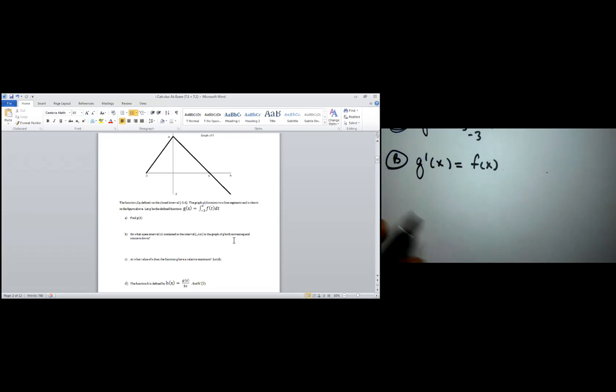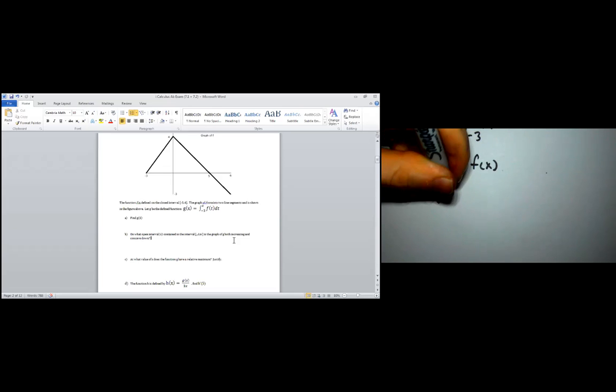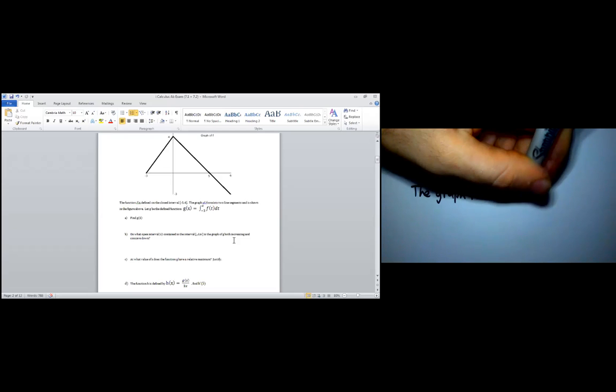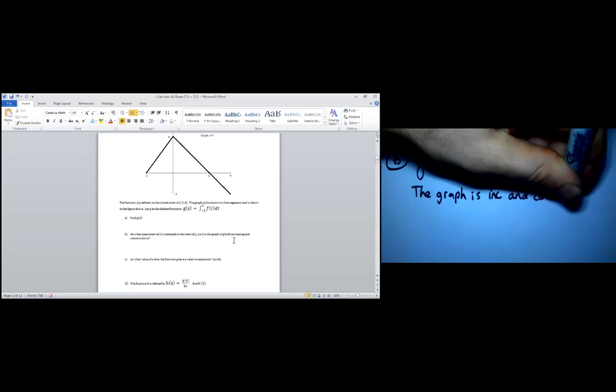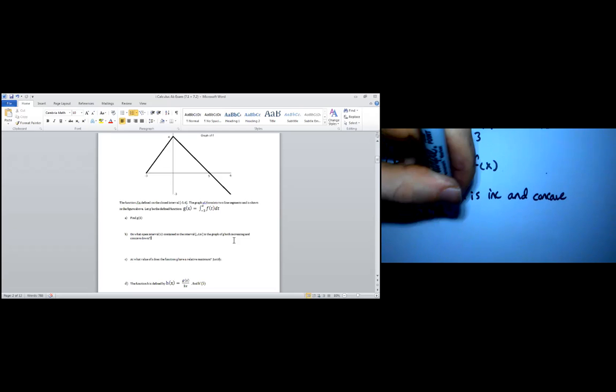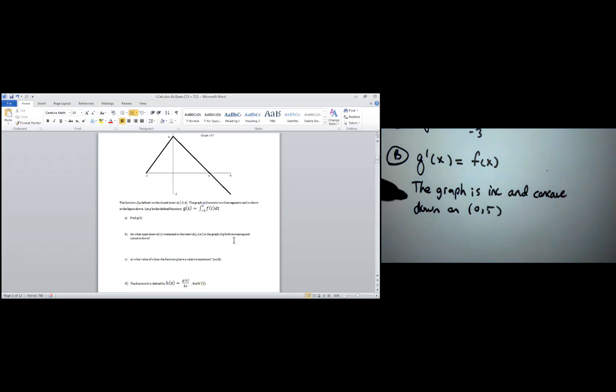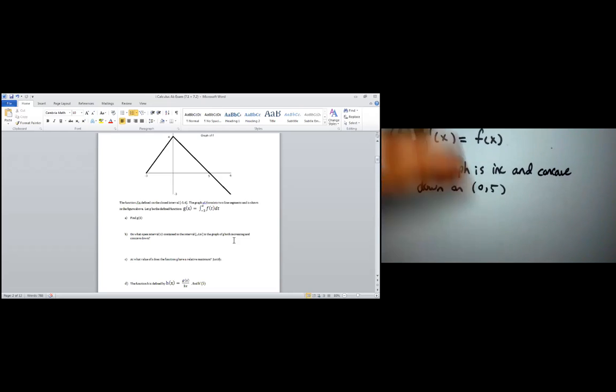Next, we're going to give an answer. So where is the graph both increasing and concave down? Should be easy enough for you. Hopefully you've got 0 to 5. So the graph is increasing and concave down on 0 to 5. There's your second point. So this is 1 point for this one, 1 point for an answer, and 1 point for the justification.